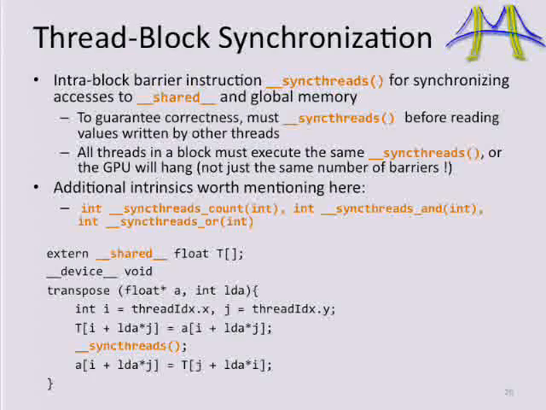So the most important one is this sync threads function, which says that no thread in the thread block will continue execution until every thread has executed that sync threads. So if you want to guarantee correctness, that is, you want to write data into your fast shared memory and then read it back out in some arbitrary permutation among threads, every thread must execute this barrier before proceeding.